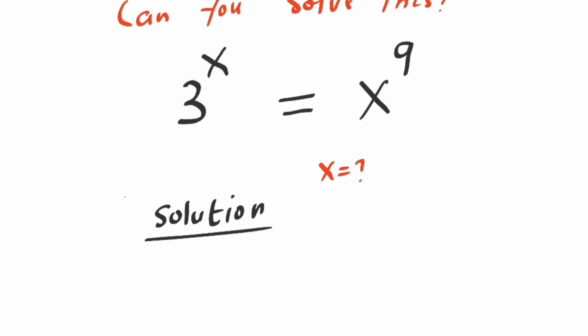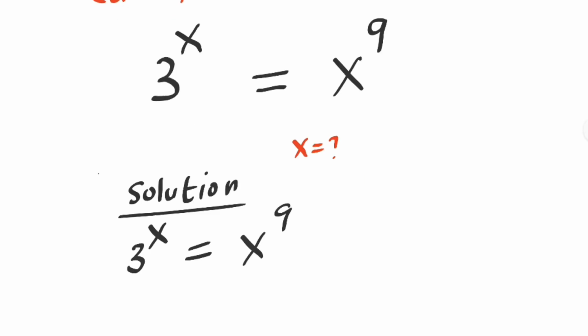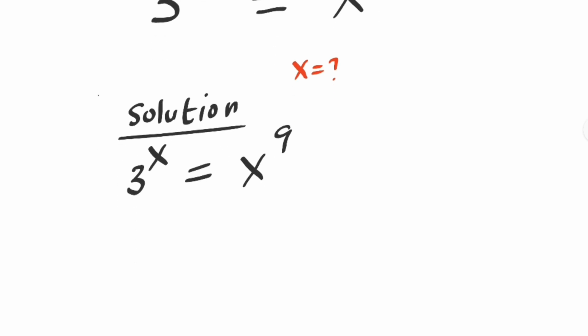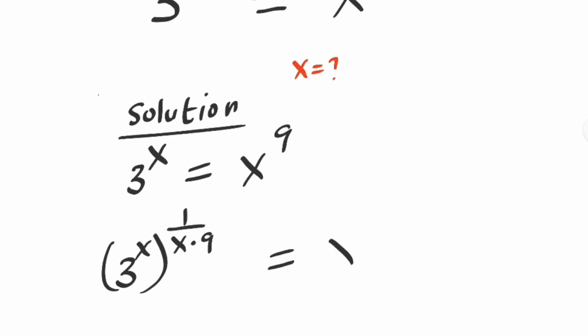We have the given equation 3 raised to power x is equal to x raised to power 9. Let us multiply the exponent of both sides by 1 over x multiplied by 9. That is, 3 raised to the power of x all raised to the power of 1 over x multiplied by 9 is equal to x raised to power 9 raised to the power of 1 over x multiplied by 9.